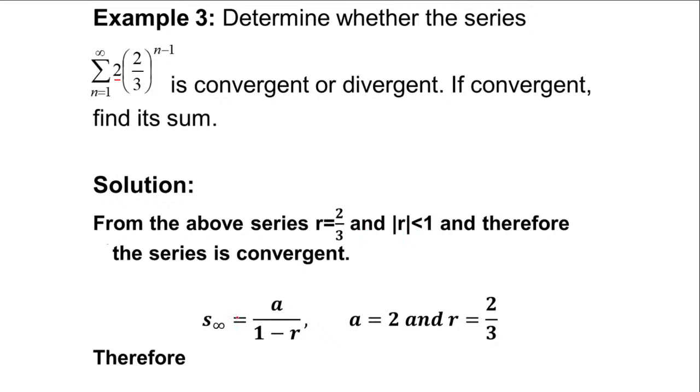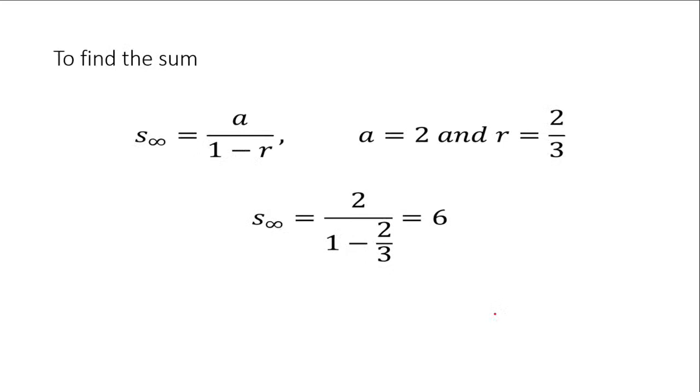For us to find the sum to infinity, you know that it is the first term over 1 minus r. The first term is a, and r, that is the common ratio, is 2 over 3, which is 0.667. You just put it inside the equation, which will give you 6. So the sum of this one is 6. It is as simple as that. This is one of the special series.